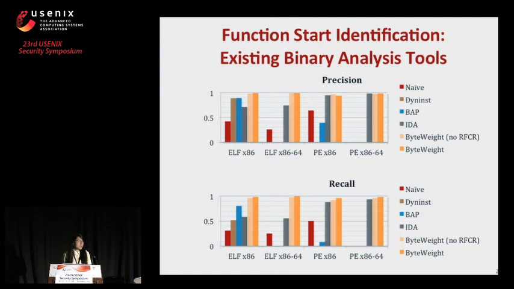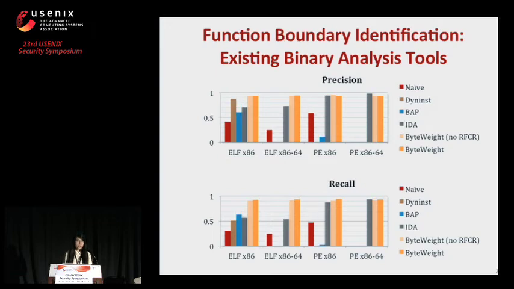So from the experiment result, we can see ByteWeight wins in ELF binaries, and also ByteWeight has a comparable result against IDA in PE binaries. We also compare function boundary identification results against those existing binary analysis tools. So it turns out that ByteWeight still wins in ELF binaries and has a comparable result with IDA in PE binaries.